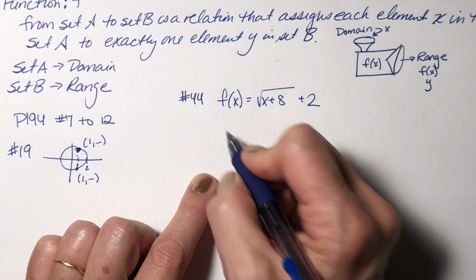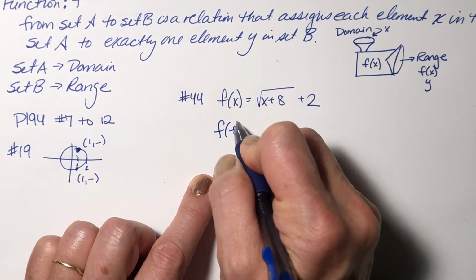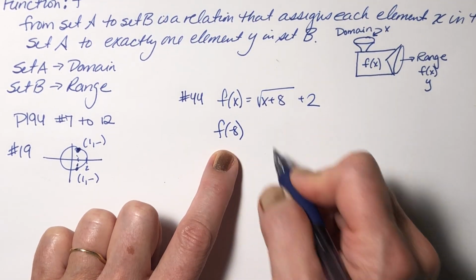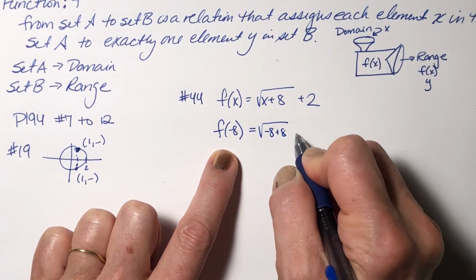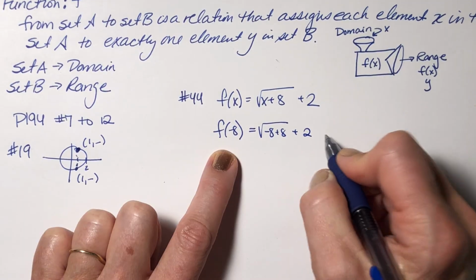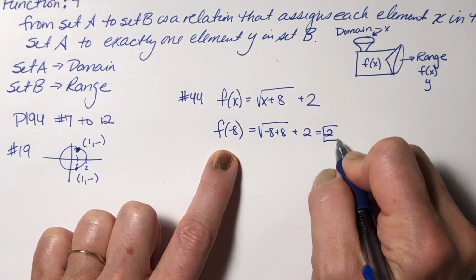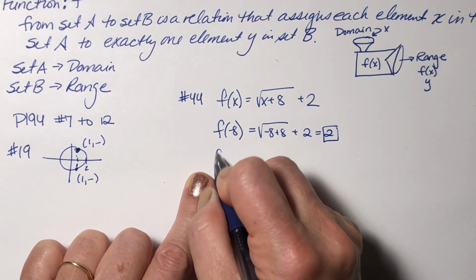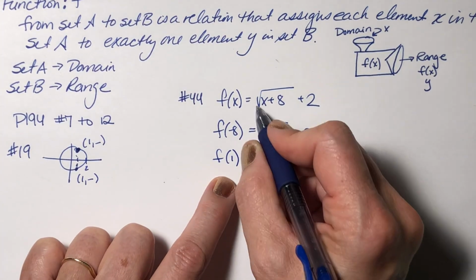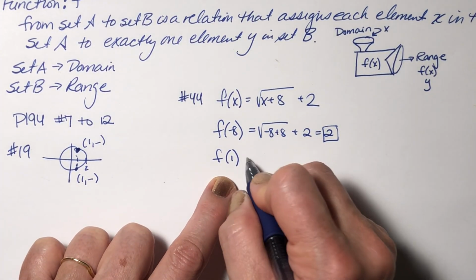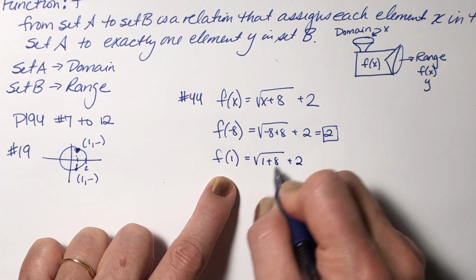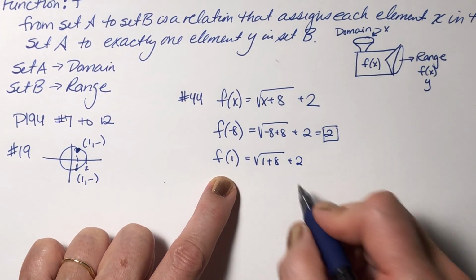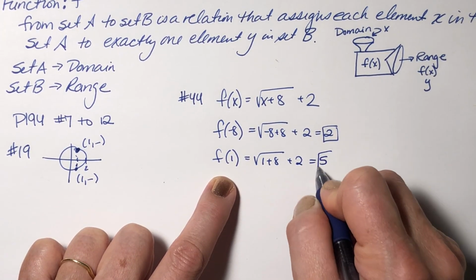Okay. They're asking us to find f of -8. So everywhere I have an x, I'm going to put in a -8. So it's the square root of -8 plus 8, plus 2. Well, this is going to be 0 plus 2. That's 2. Easy peasy. They asked me to find f of 1. So everywhere I have an x in the original function, I'm going to put in a 1. The square root of 1 plus 8, plus 2. That's the square root of 9, which is 3. 3 plus 2, that gives me 5.